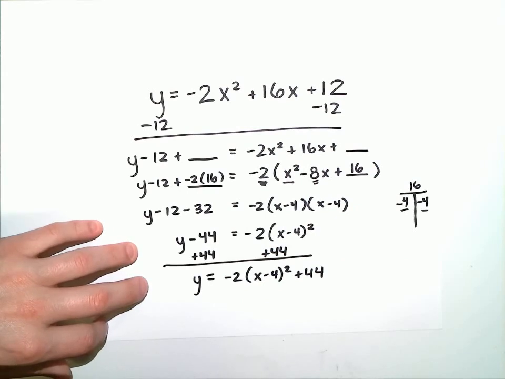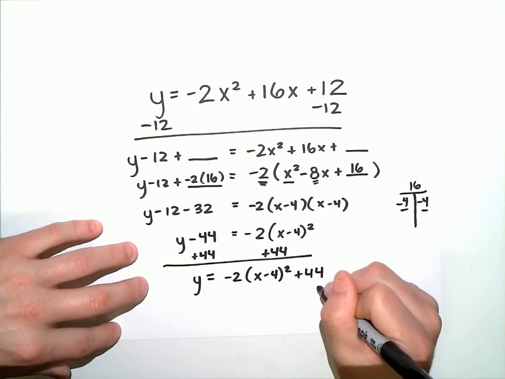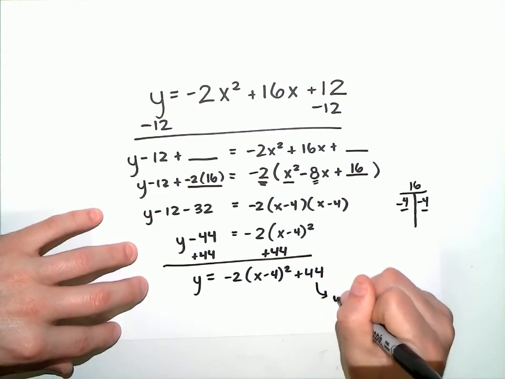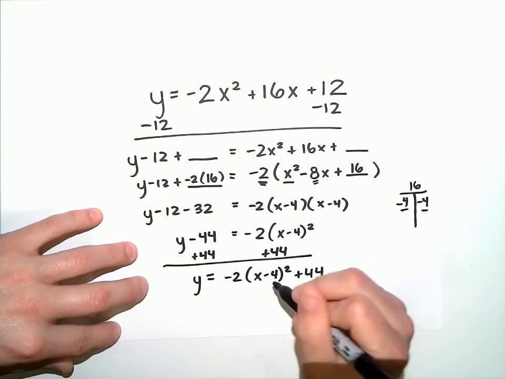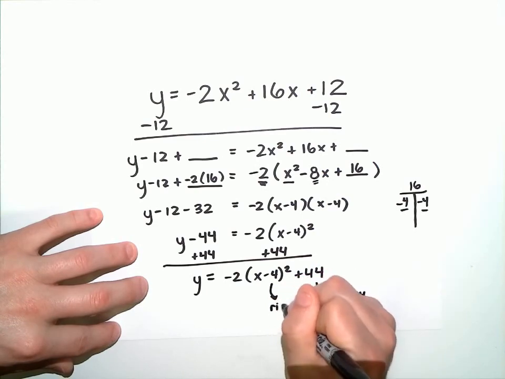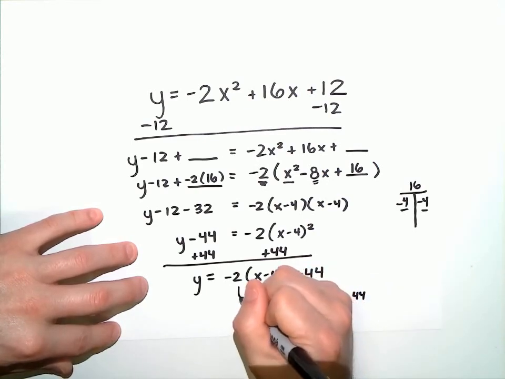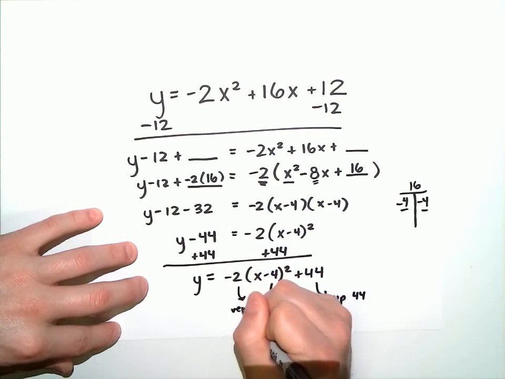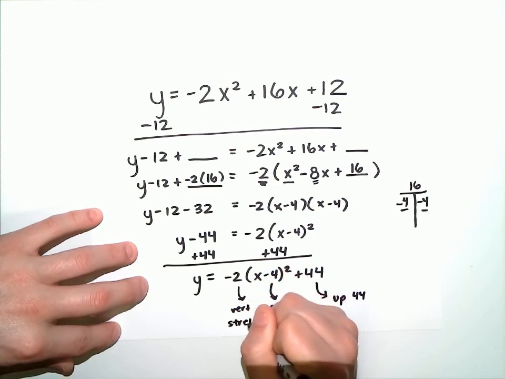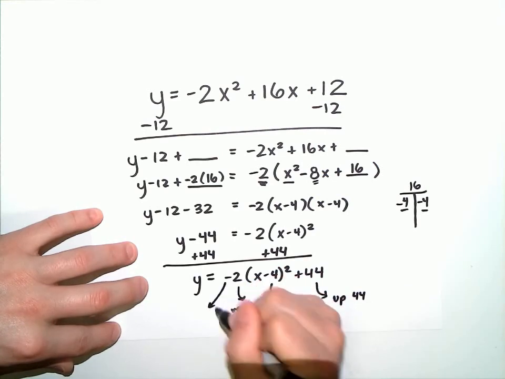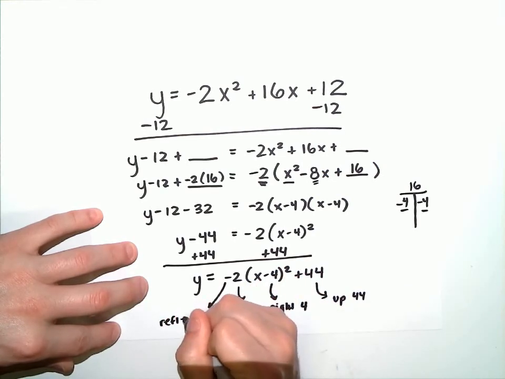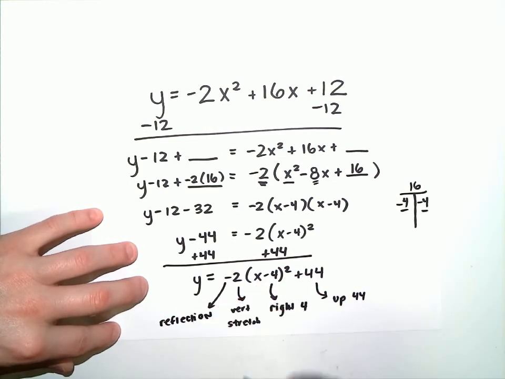And this question has 4 transformations. We've got this guy right here, which is our shift up by 44. We've got this guy, which is our shift right by 4. We've got the 2, which is a vertical stretch. And we got that negative sign, which is a reflection.